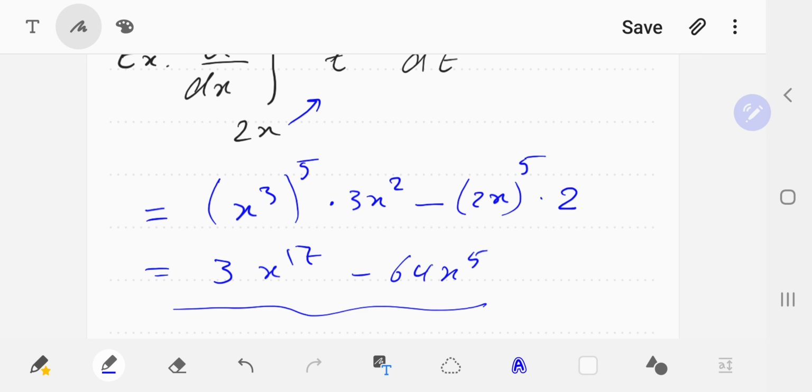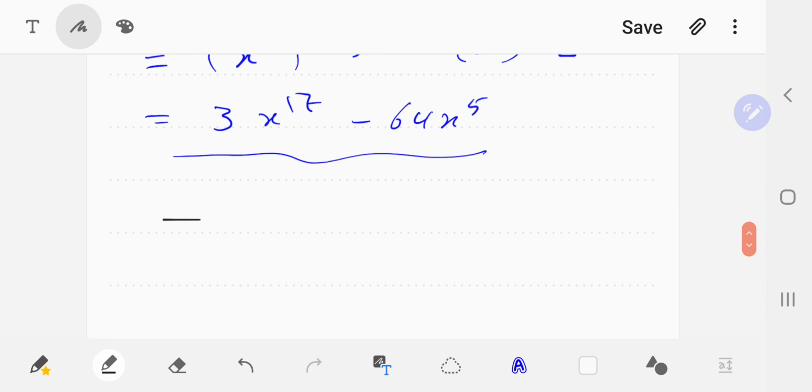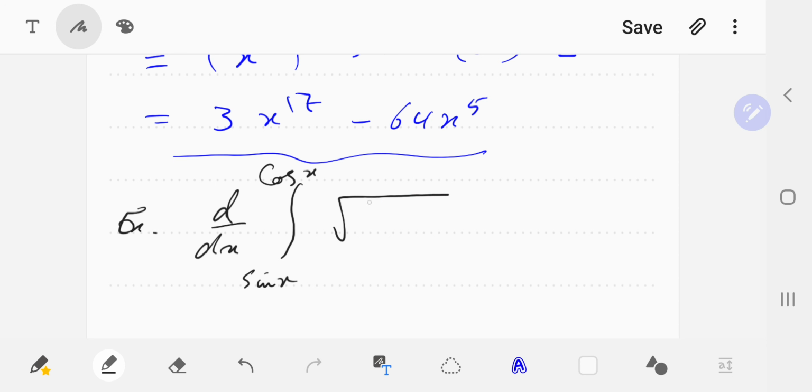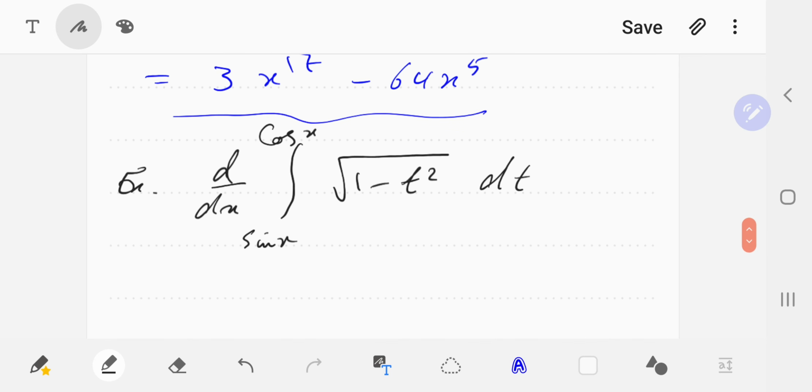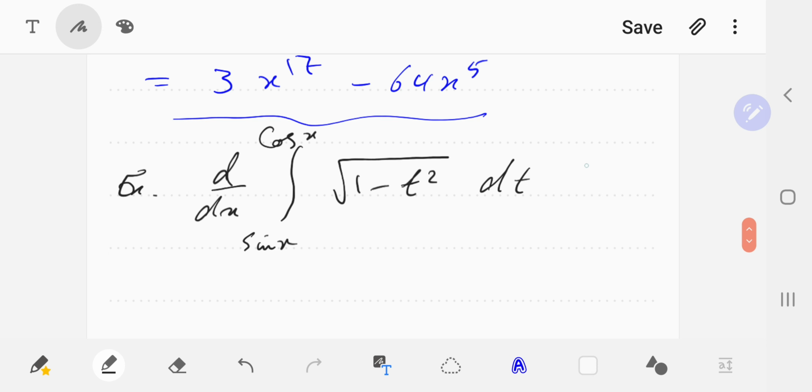I hope that this was clear. Let me show you an example on this where we have trigonometry included. For example, if I said show that d over dx of integration from sine x to cosine x of square root 1 minus t squared dt. Find such a derivative. Well, it looks complicated, but I want you to show that this will be equal to -1. Show that.